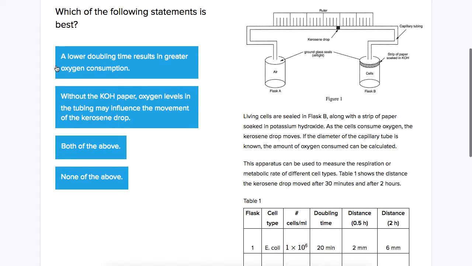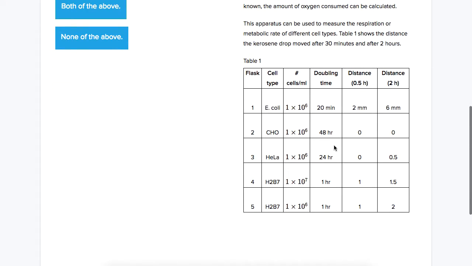Okay, so the first one is something that is not a hypothetical. We need to actually find data for this. A lower doubling time results in greater oxygen consumption. So I see doubling time in our table down here, and I see that the doubling times mostly increase directly. It actually goes 20 minutes, 1 hour, 24 hours, 48 hours. So actually they don't increase directly, they jump around. But let's just look at a couple points.